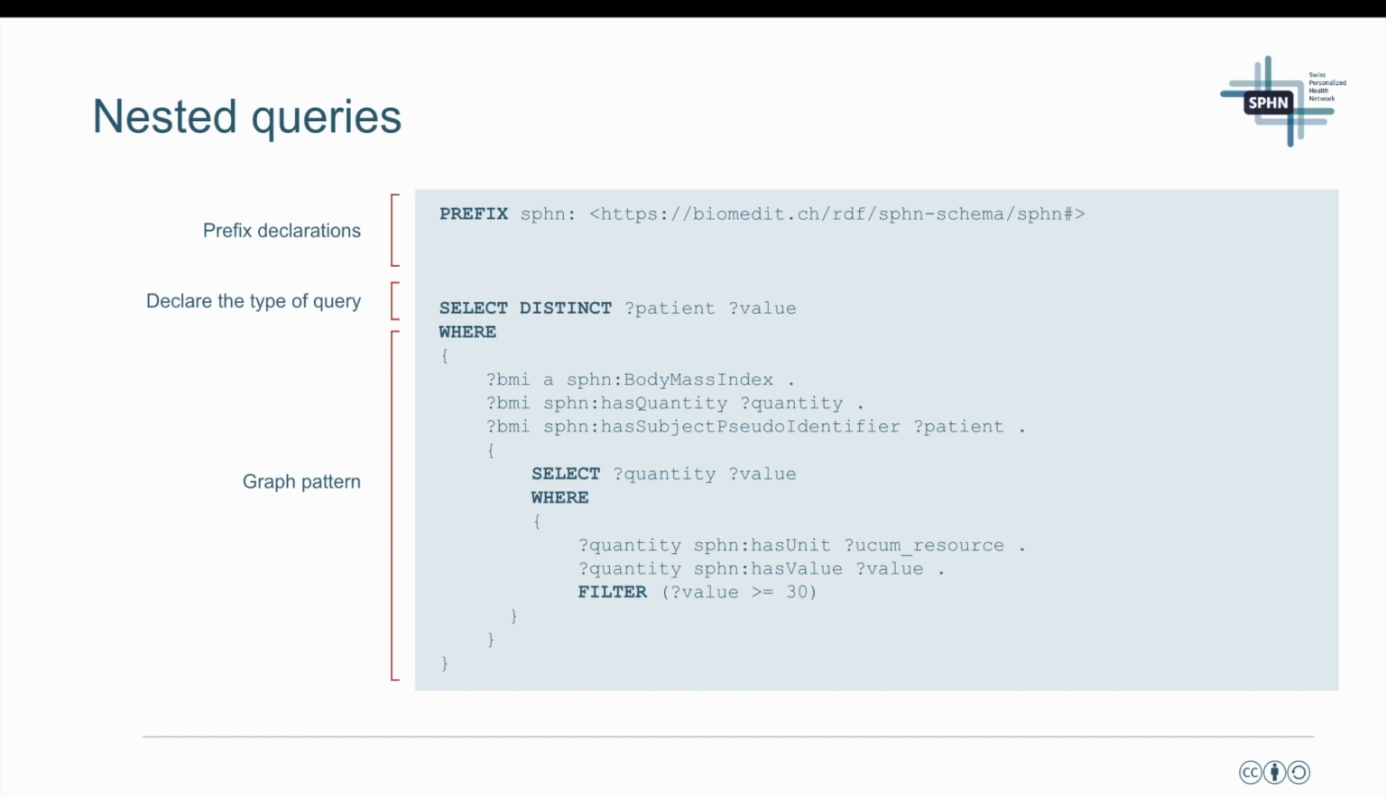And if we had a query which went the other way, where first we query for all instances of body mass index and then filter for values greater than 30, then the query might have been suboptimal, depending on just how many instances of body mass index there are.